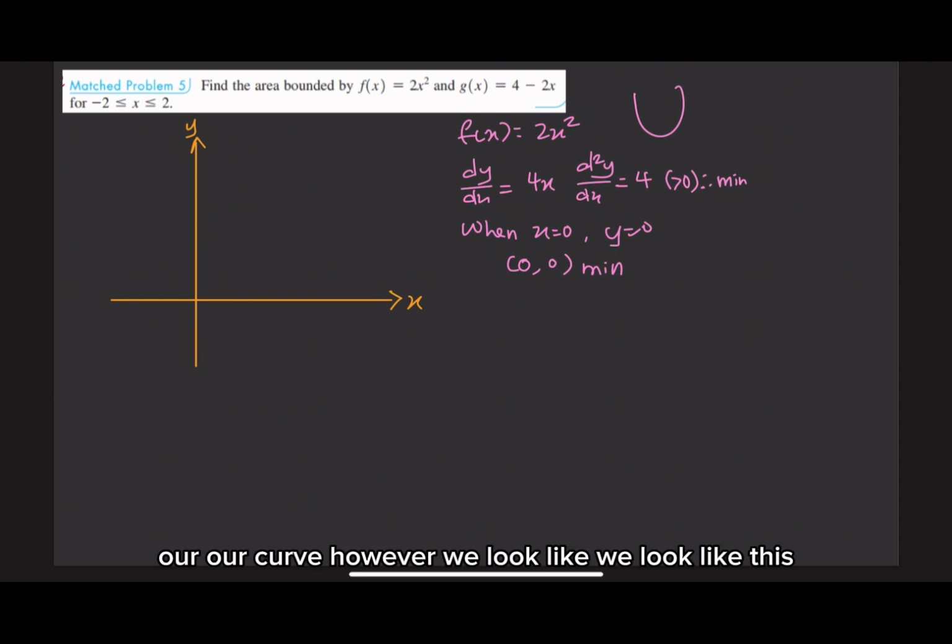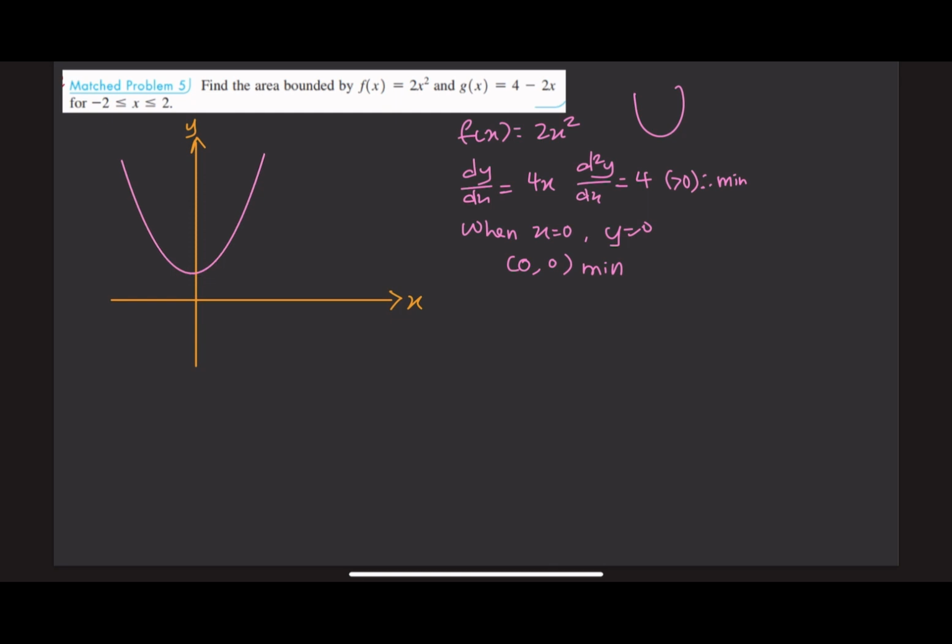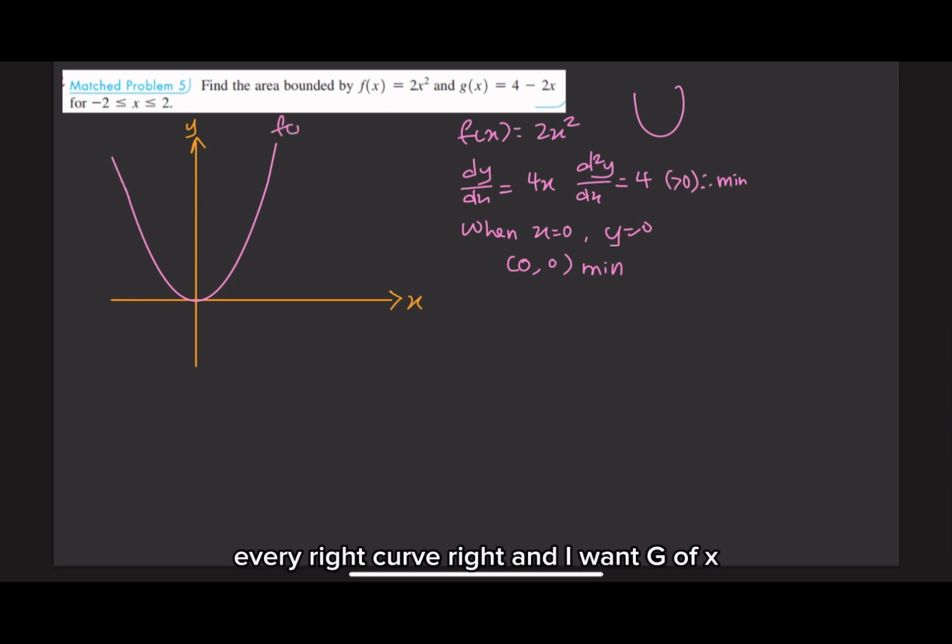So our curve f of x always will look like this. F of x. I want to extend it a bit. F of x curve, right?